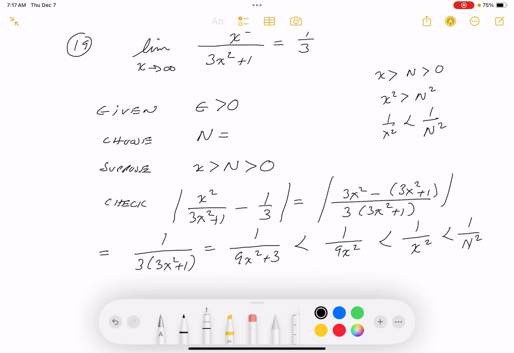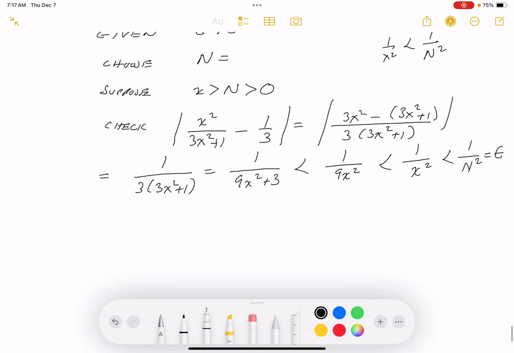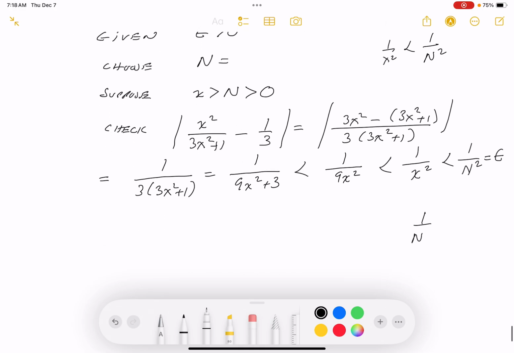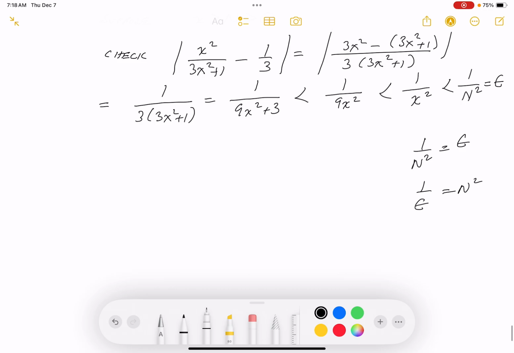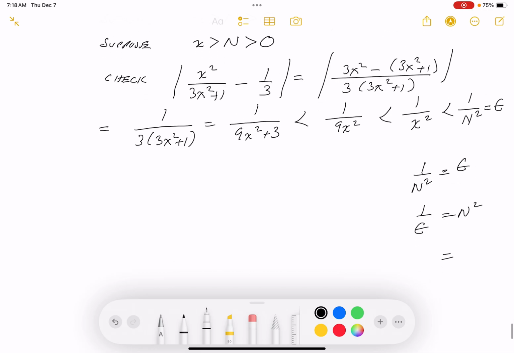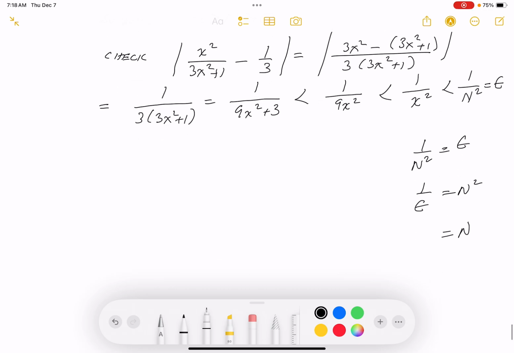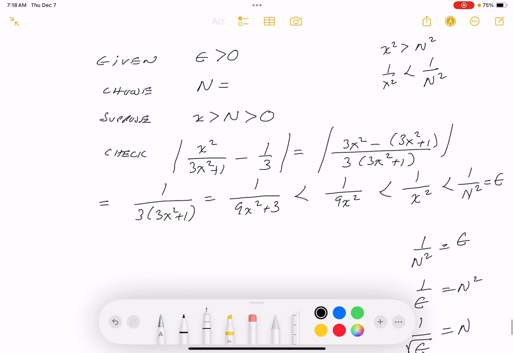I figured that out. Now I'm trying to get this N in terms of epsilon. So I just set it equal to epsilon, and then I'm going to solve for N. What are you going to get? 1 over N squared is equal to epsilon. 1 over epsilon is equal to N squared. And I can figure out what N is. And again, I want to point out N is a positive number, so I'm not using plus or minus. So it's going to be 1 over the root of epsilon. I think I'm there. I'm done now. 1 over the root of epsilon. All right, QED.